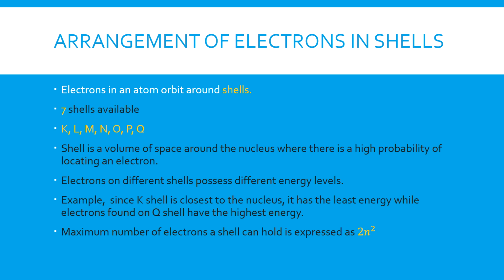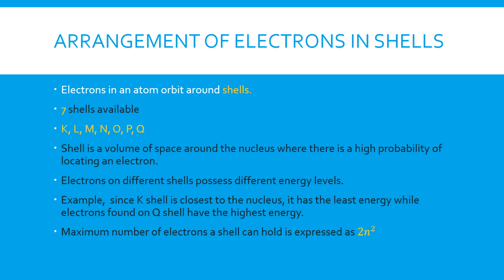Arrangement of electrons in the shells. Okay, now we know that electrons in an atom, where do they live? Electrons live on the shells. Where do protons live? In the nucleus. Where do neutrons live? In the nucleus. But where do electrons live? They live on the shells.